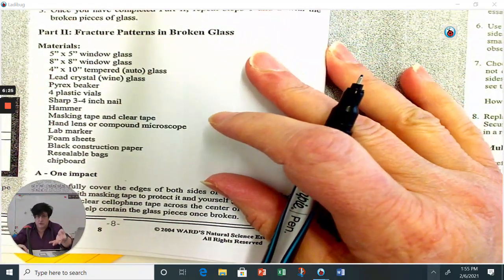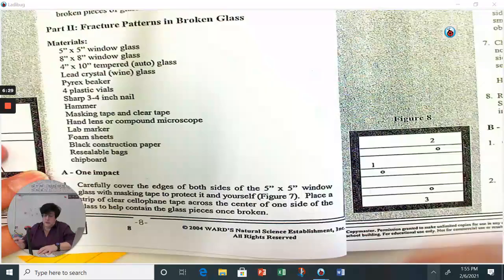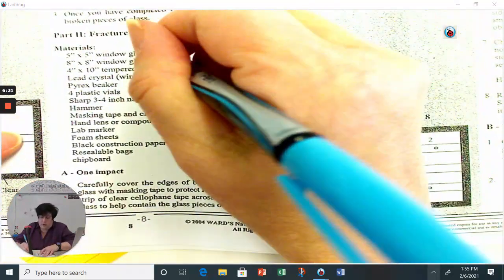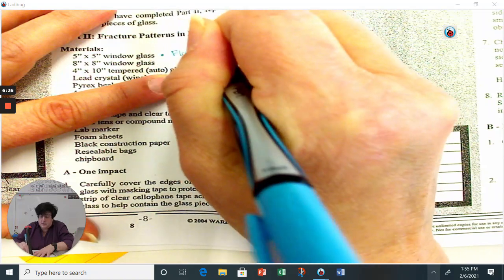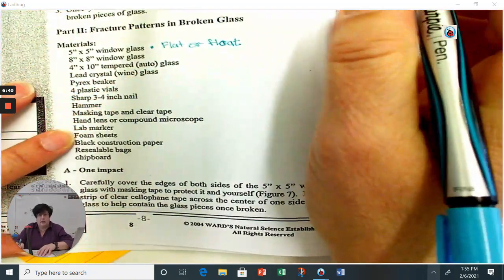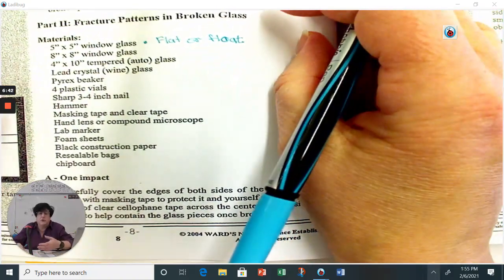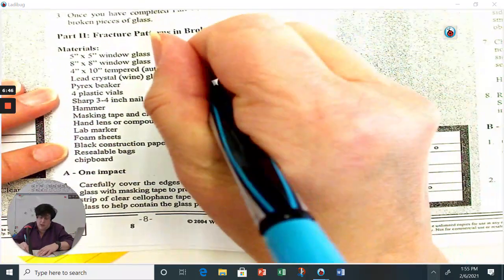The directions, this direction video, and then the actual lab data video. So we will be working with window glass, which is the same as flat or float glass. So remember, that's going to be interchangeable. When I say, look at the flat glass, it means the window pane, which is also a floated type of glass. We will be looking at tempered glass.